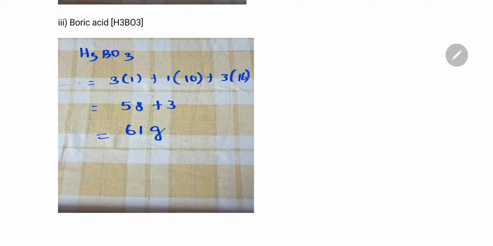Next one is for boric acid. What is the formula for boric acid? That is given as H3BO3. So in this one, it contains 3 hydrogen. So 3 into 1, atomic weight of hydrogen is 1, plus boron, 1 boron. So 1 into atomic weight of boron is 10. Then next one, 3 oxygen. So 3 into 16. Total is given as 61 grams.